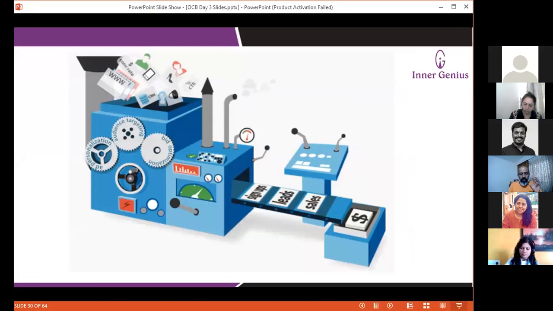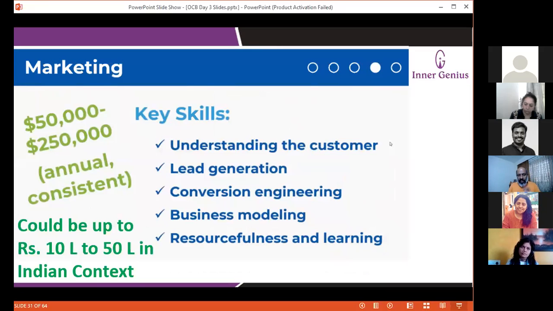In marketing you actually create a machine. You put something in one end, something else comes out at the other end. Whatever you put on the top, which is the various marketing part of it, becomes sign-ups, leads, and sales, and becomes dollars, or money, for you. That is the machine it produces. To produce that kind of machine, these are the skills that are required. Your income now will become annual and consistent, a minimum of 10 lakhs, and it can be up to 50 lakhs in the Indian context, because here we are talking about throughout the year.